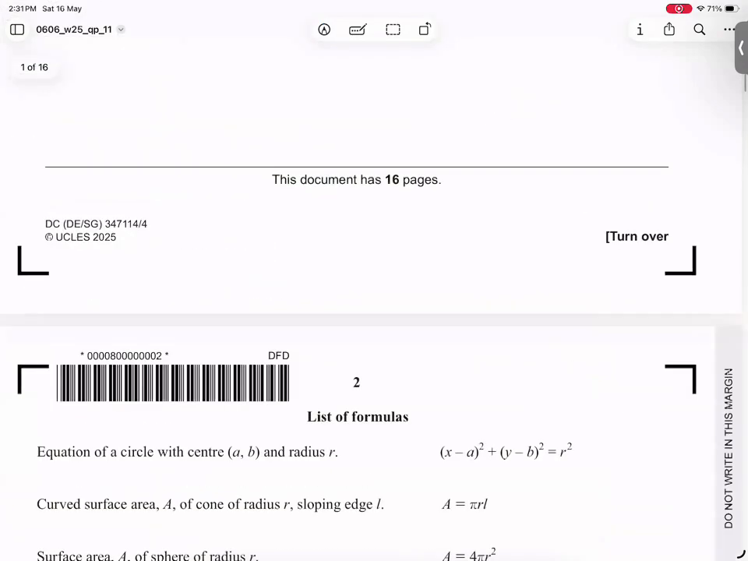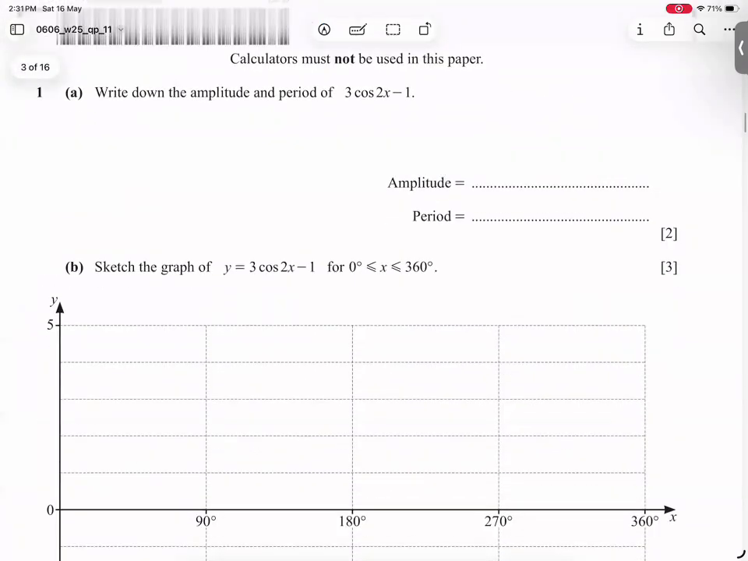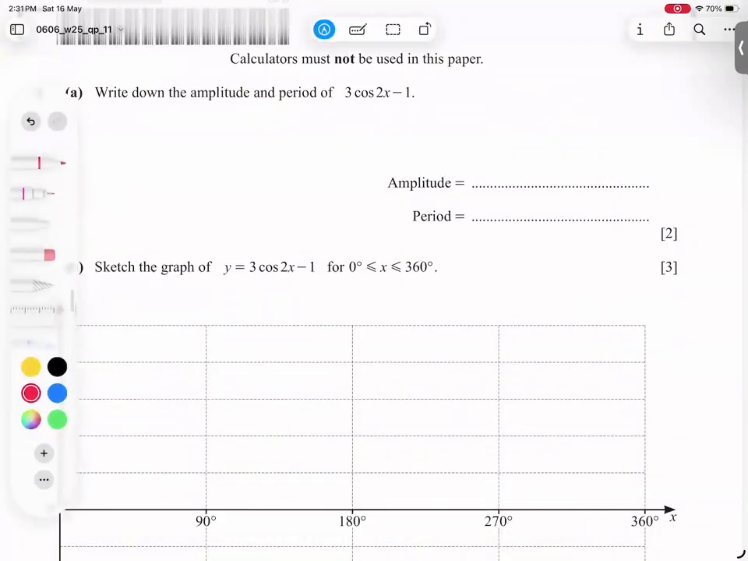So question number one. Write down the amplitude and time period. So basically, what are the criteria? Multiplying value with sine or cos is called amplitude. And so amplitude is 3. And now the question comes to us, what is the period?